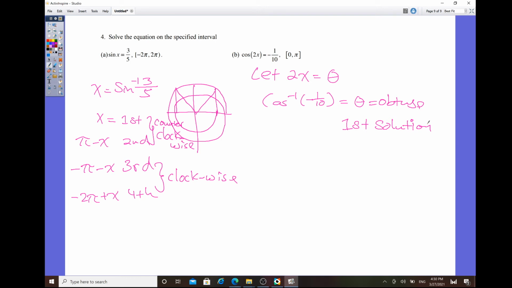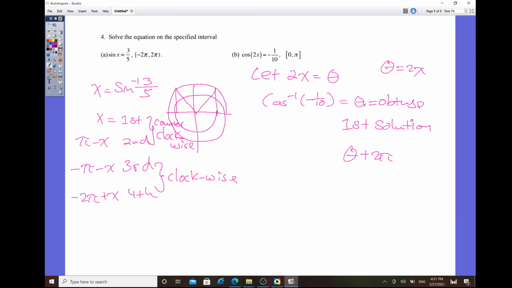And what about this one? It goes from 0 to pi. But the thing is that's 2x. So the one that we found, theta, is just 2x. Once you divide it by 2, we have to go around that one more time, so you get another angle. Another angle would be considered theta plus 2 pi.